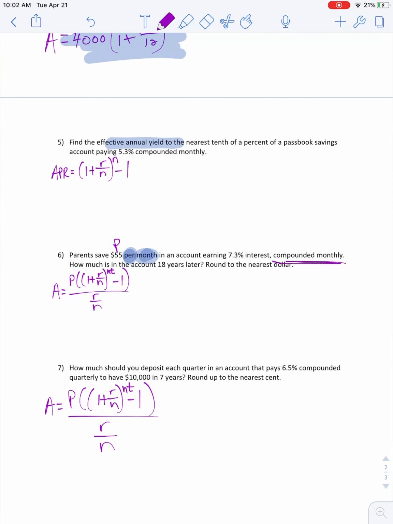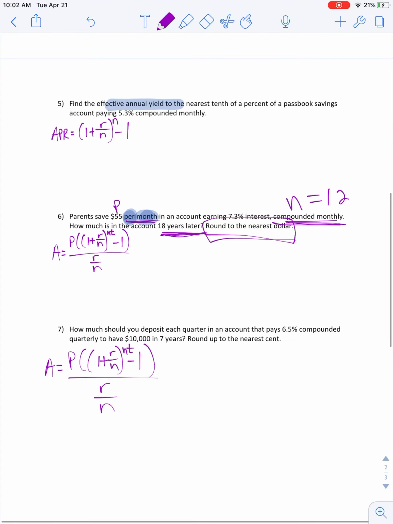And it is compounded monthly, so because the per month and the monthly line up, we don't have to do anything fancy. I know we've done some other problems, but you don't have to worry about that. They're going to line up here. So 18 years later, we want to find out what our future value is. So we're going to find our A, and notice we're rounding to the nearest dollar.